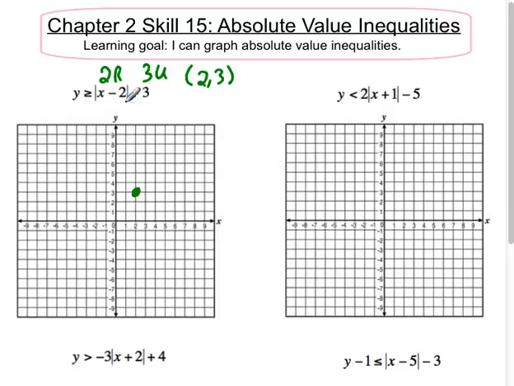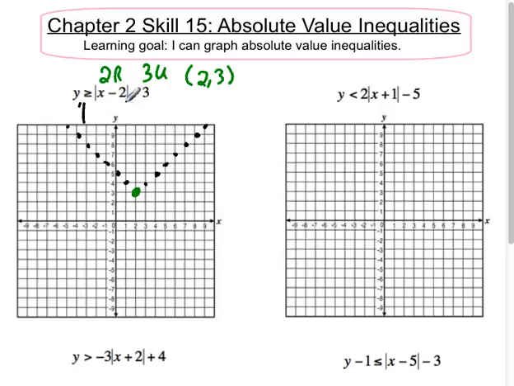Then we follow the points from there. This one doesn't have any vertical stretch at all, so it's just going to go up 1 over 1, up 1 over 1, up 1 over 1, and then, of course, in the opposite direction to get our V shape, okay? But the key is you're finding your vertex first. So once you have that, now it's kind of the same as linear inequalities.